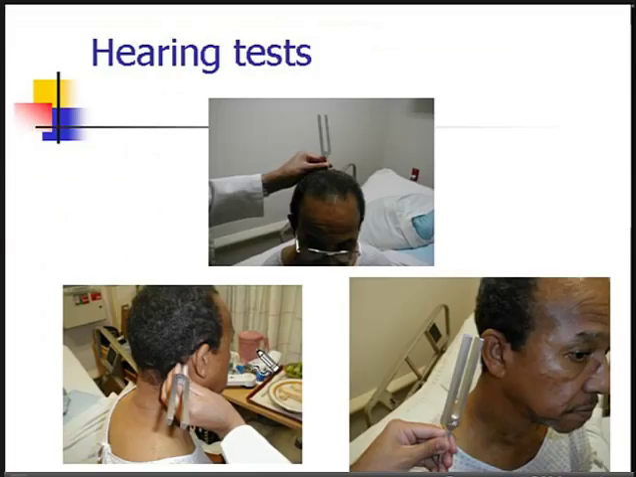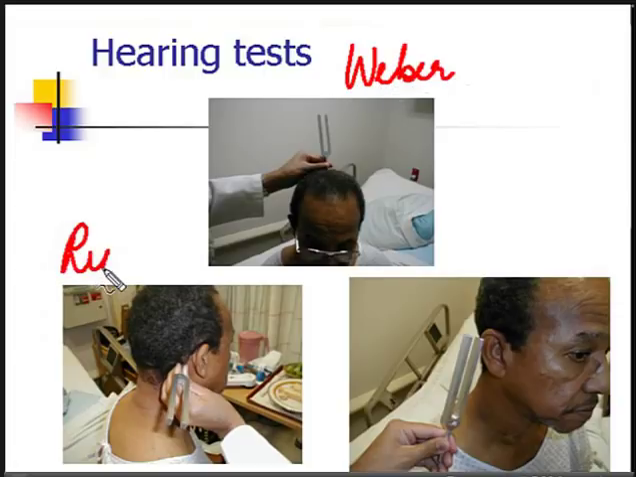So here we have the first one that we are doing, the Weber's test, and this one is Rinne's test. These two are Rinne's test. Now what Weber's test does is it compares bone conduction in both ears.